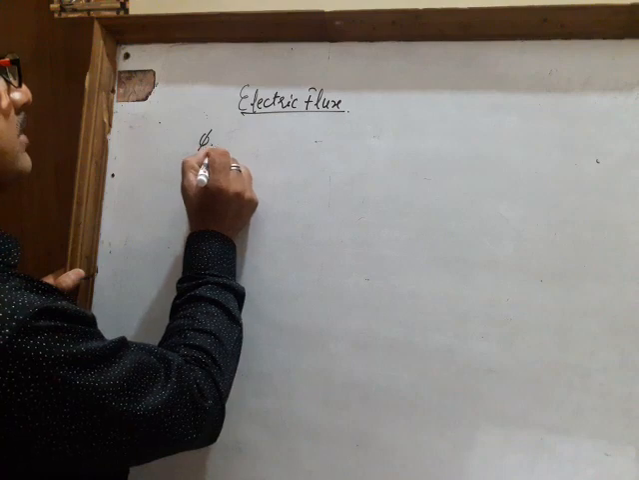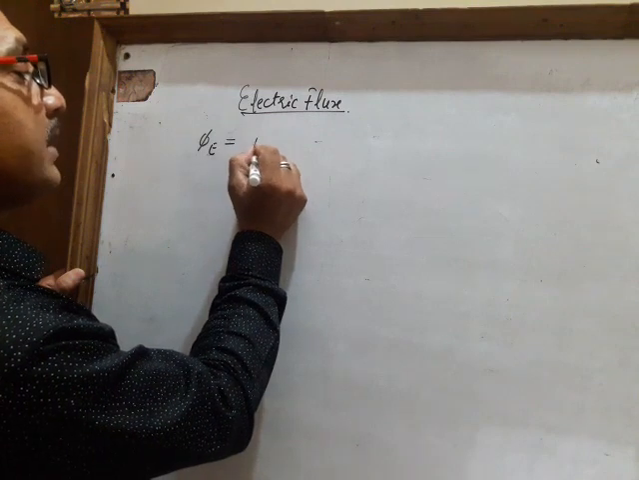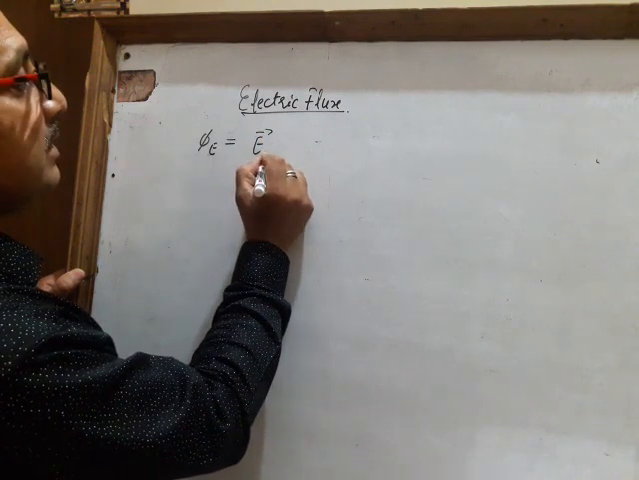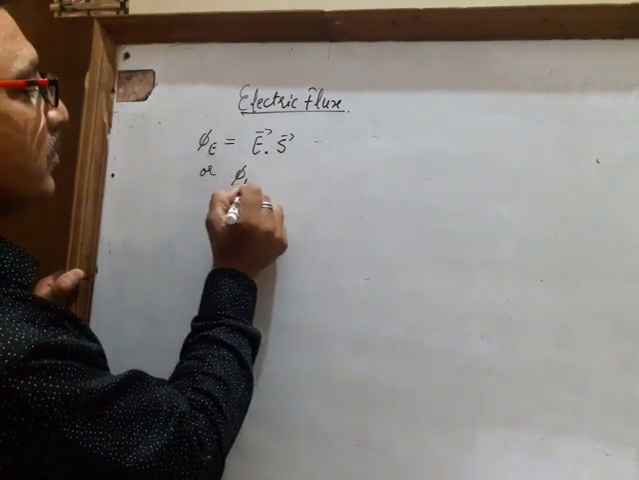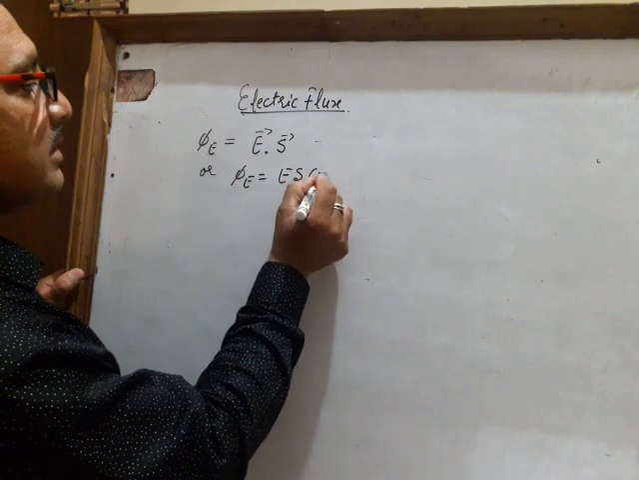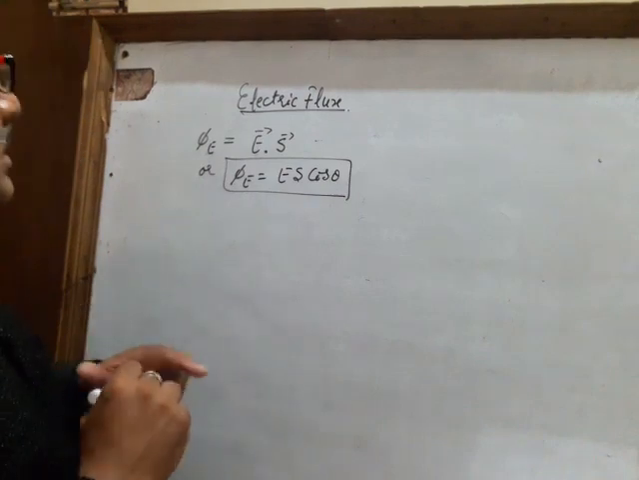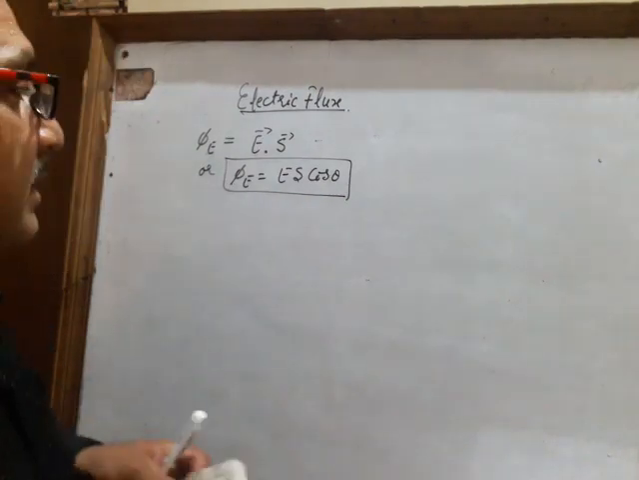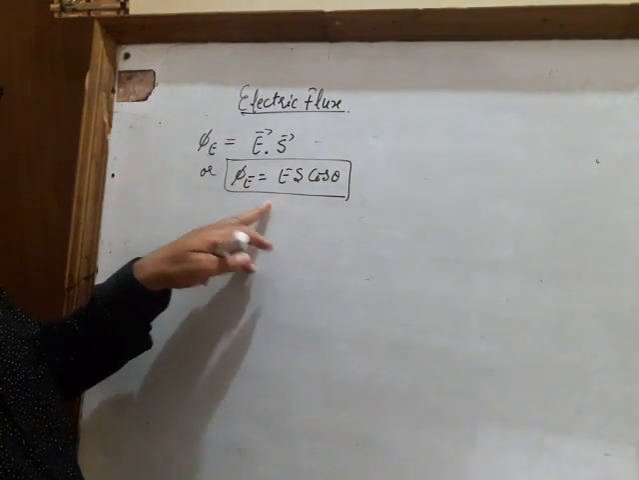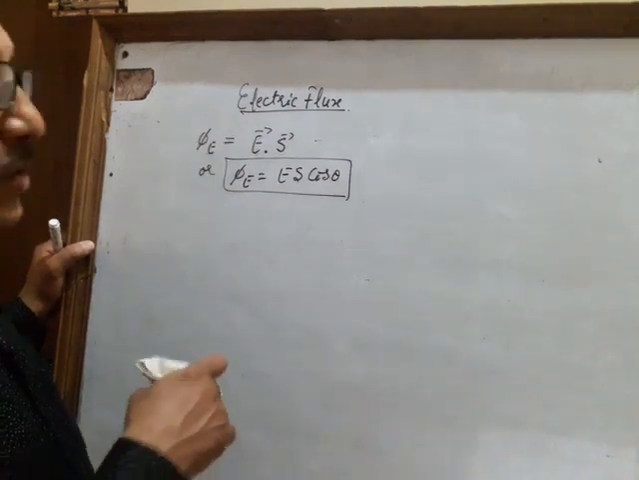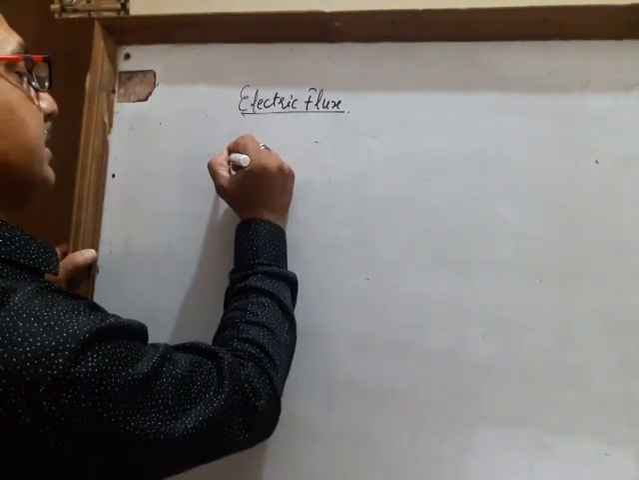Electric flux is denoted by the symbol phi E, and its formula in terms of vectors is written as vector E dot vector S, or the complete formula becomes E S cos theta. This is the formula for electric flux. And now we shall consider different cases of electric flux. I hope you have understood this, and you have to remember this formula now, because you have to deal with this in the whole chapter. So now see and verify from different cases.